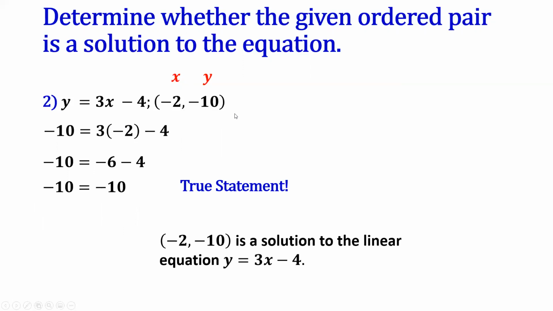It's not the only solution. Remember, a line goes on and on forever. So there's an infinite amount of ordered pairs that will work. This is just one of those solutions. There's an infinite amount. Number 2 was in slope-intercept form because the y is by itself. So just a quick reminder about that.